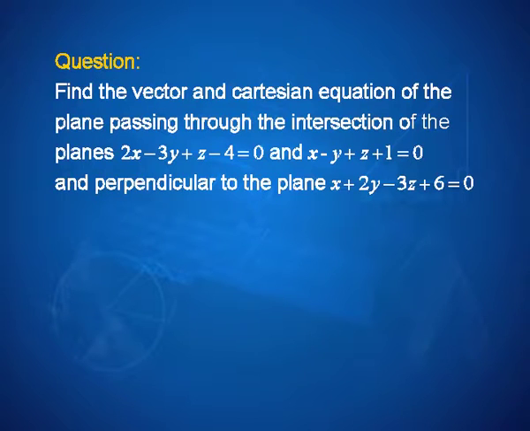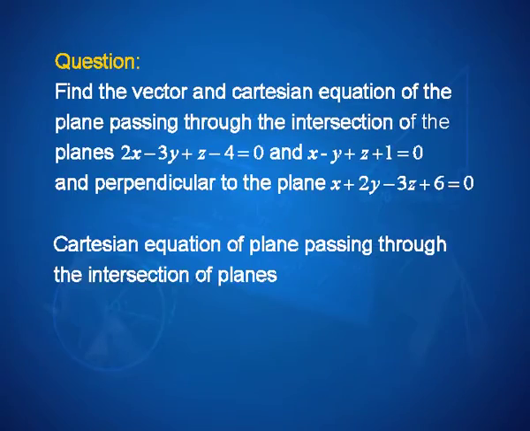It says, find the vector and Cartesian equation of the plane passing through the intersection of the planes 2x minus 3y plus z minus 4 equal to 0 and x minus y plus z plus 1 equal to 0, and perpendicular to the plane x plus 2y minus 3z plus 6 equal to 0.